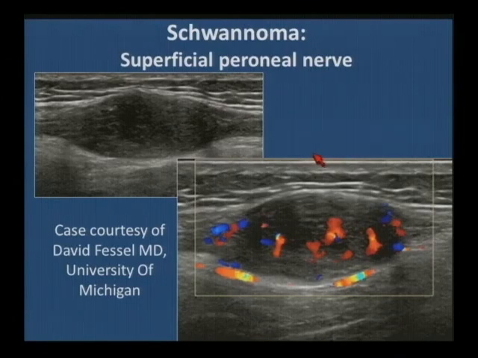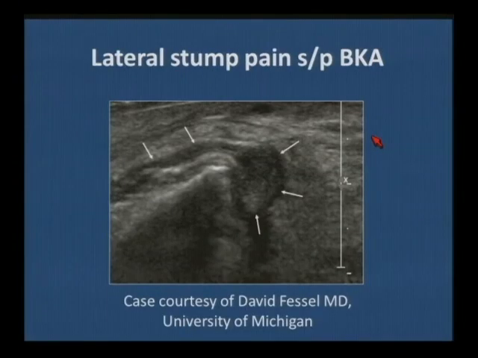And a couple of cases kindly loaned to me by David Fessel, a couple of clinical cases. Here's a schwannoma of the superficial peroneal nerve, and we can see that the nerve is quite elongated and oval looking here, and it's of mixed echogenicity with areas of increased vascularity. And here's a patient with an amputation, and here's a post-traumatic stump neuroma. Here's the common peroneal nerve, and here's the stump neuroma.